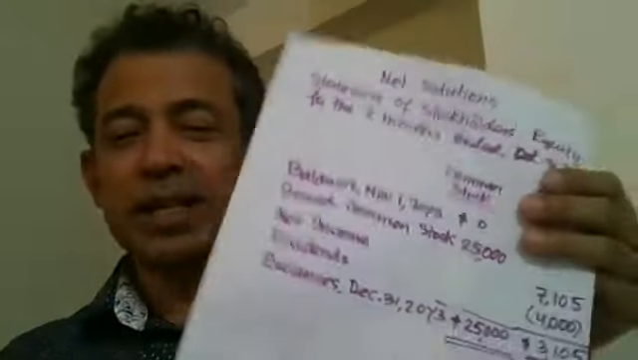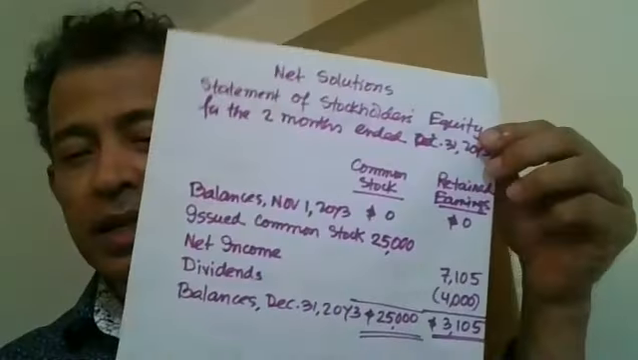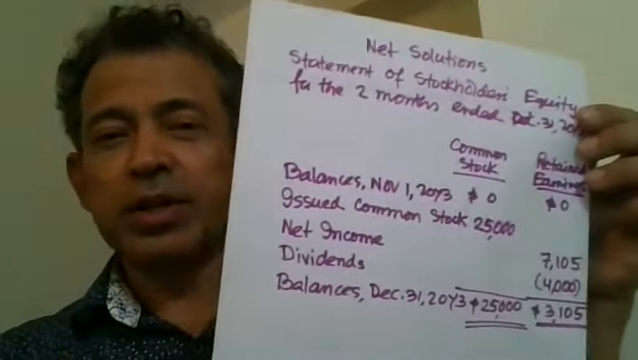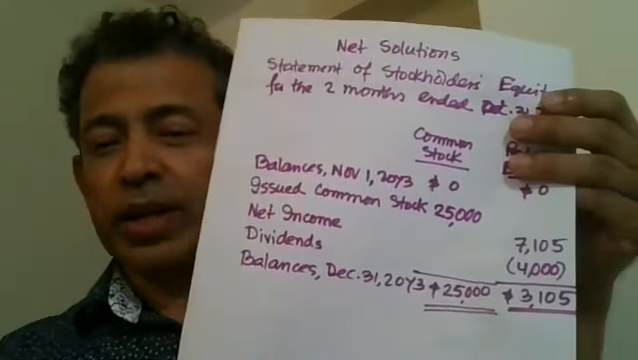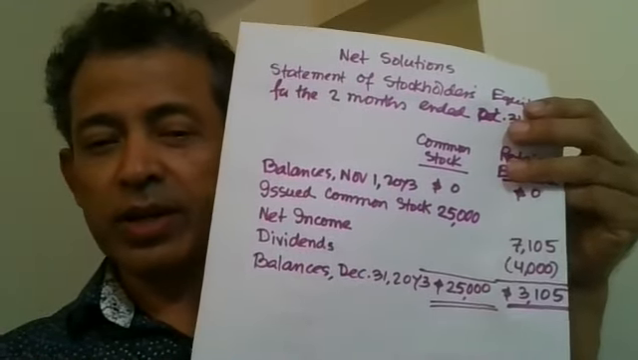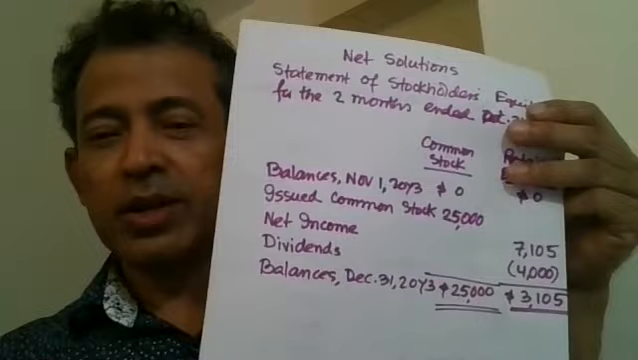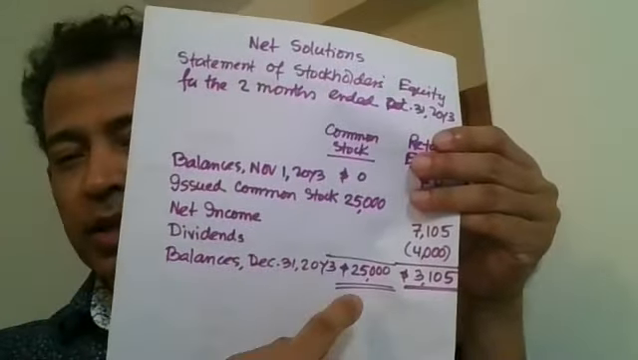All right. So in this case, we had beginning balance of zero for both common stock and retained earnings. Then the company issued some common stock, $25,000 worth, and the company didn't buy back any stock or anything. So there was no other change in the common stock column. Only one change, they issued some common stock, so $25,000. So 0 plus 25 makes it 25.